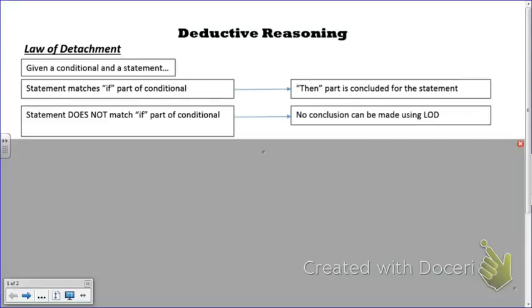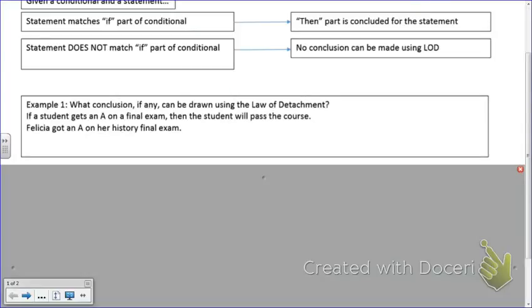Let's look at some examples. In the first example, we want to determine what conclusion, if any, can be drawn using the law of detachment. If a student gets an A on the final exam, then the student will pass the course. Felicia got an A on her final exam.